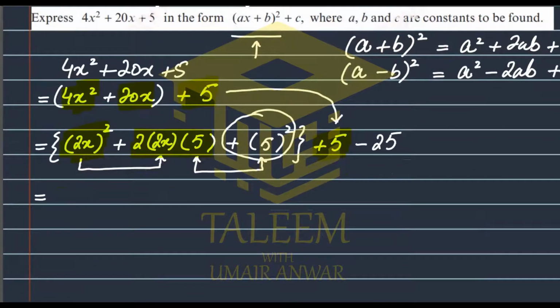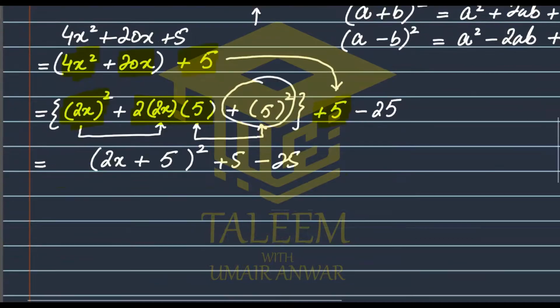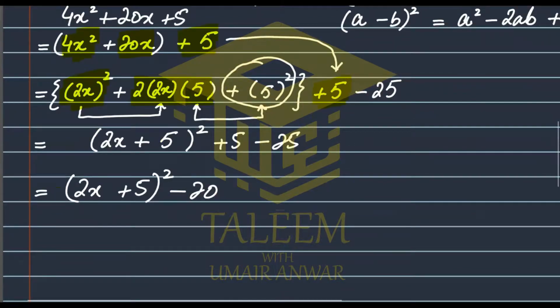Right. So now moving on, whatever is written in the curly brackets is basically the square of first term plus second term. The first term is 2x and the last term is 5. Then there is plus 5 and minus 25, so it would simplify as minus 20. And we can also write it as 2x plus 5 whole square plus minus 20.